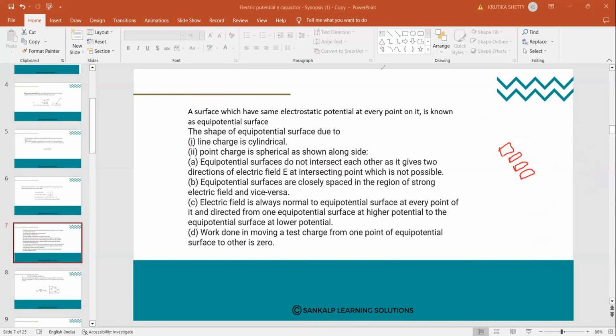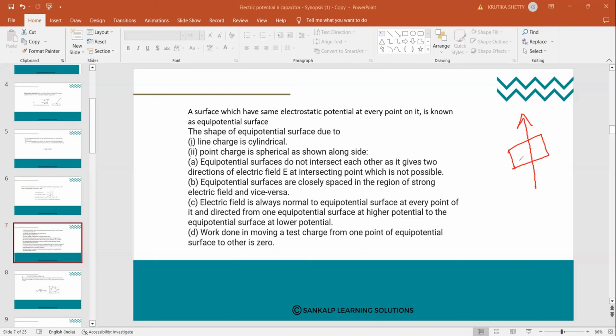Third point, a very important point: the electric field is always normal. For example, this is my equipotential surface. The electric field lines will always be normal to this equipotential surface. That means it is always at 90 degrees, perpendicular to the surface.